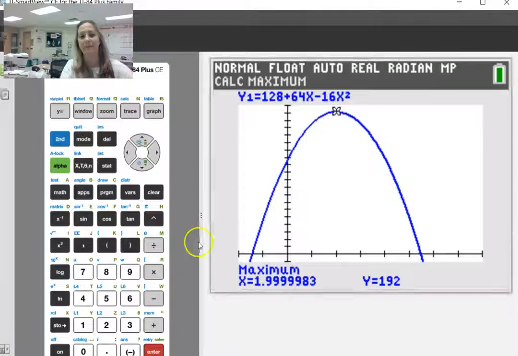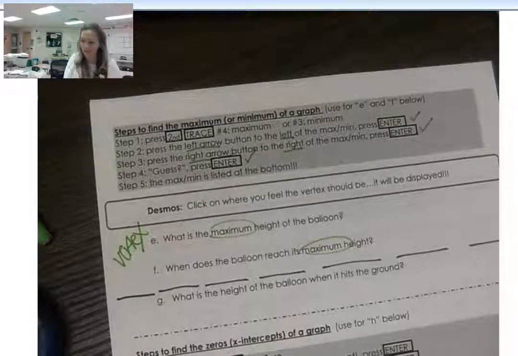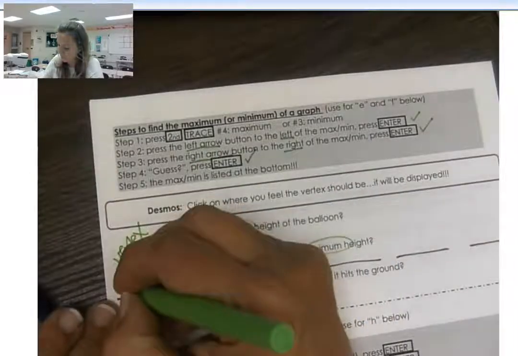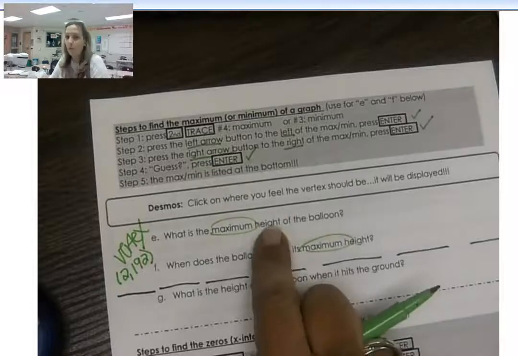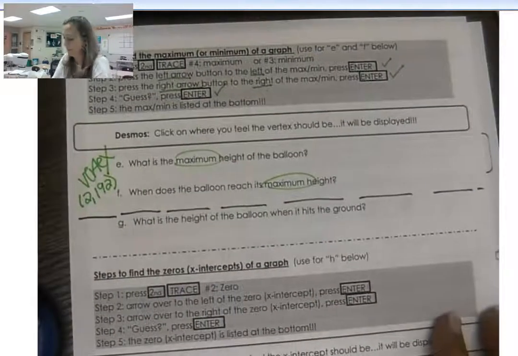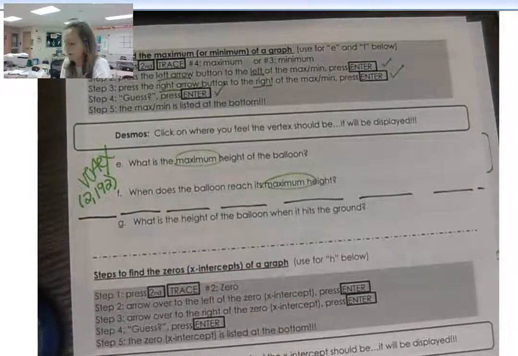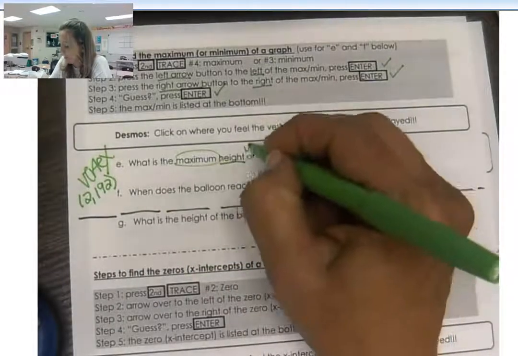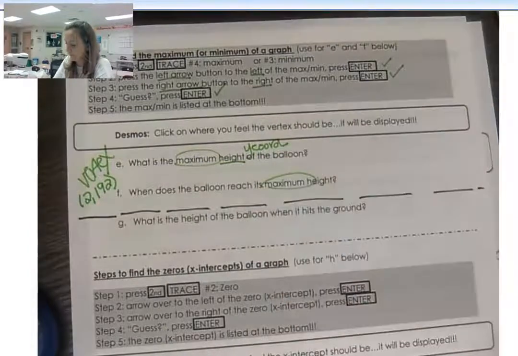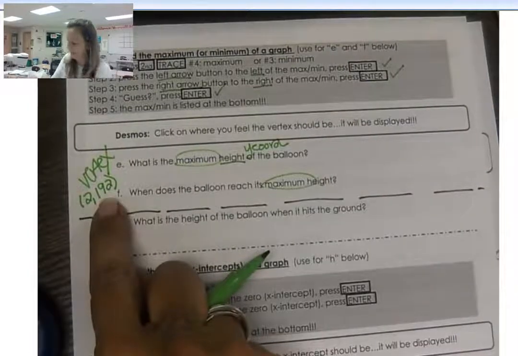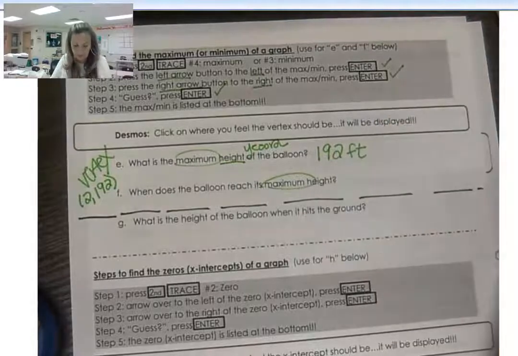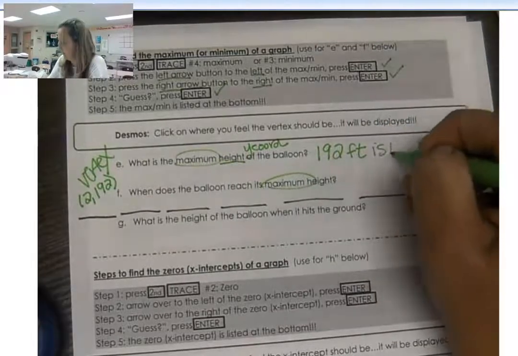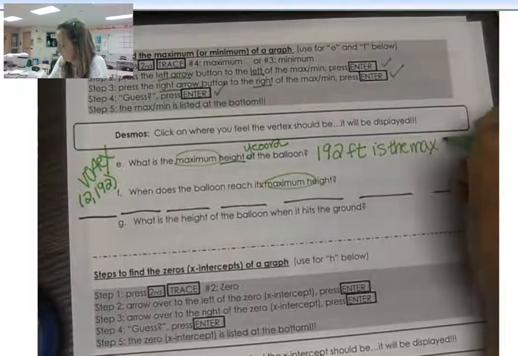That really means that the maximum is at x equals 2, y equals 192. So let's write that down, that the vertex we got was at (2, 192). Now, when they want the maximum height, what is the maximum? Is the maximum the x coordinate or the y coordinate? Remember that the maximum height would be the y coordinate of our vertex. So the y coordinate of our vertex would be 192. So the maximum height of the balloon would be 192 feet. So I'll just write 192 feet is the max height.